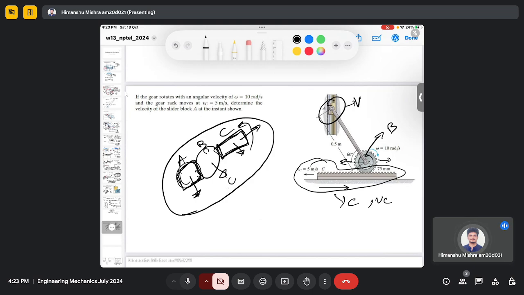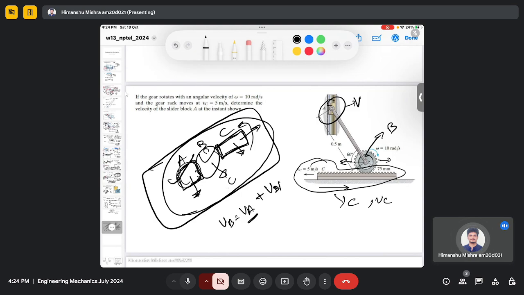For this you can use the relative velocity concept. For example, let's say you are given the motion of body A and you need to find the motion of body B. You can write the expression for the velocity of B, given that you already know the motion of A, plus the relative velocity of B with respect to A. And the relative velocity of B with respect to A is given by omega cross position vector.